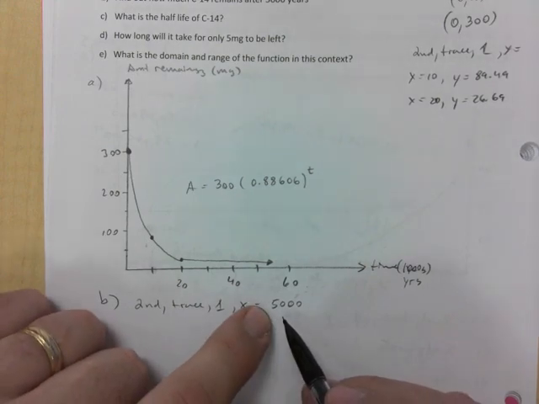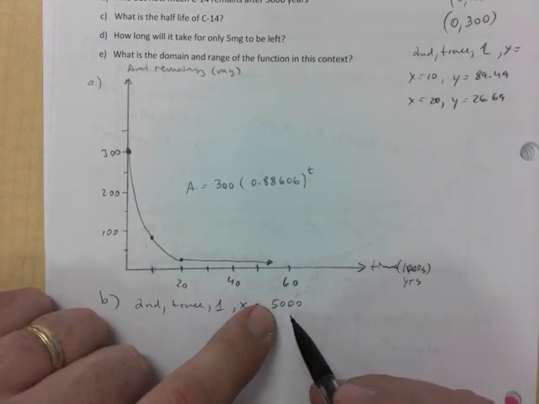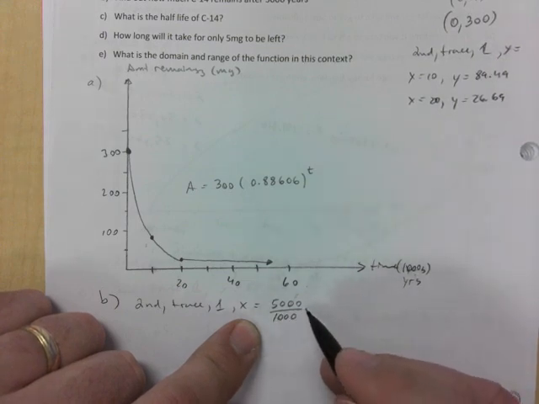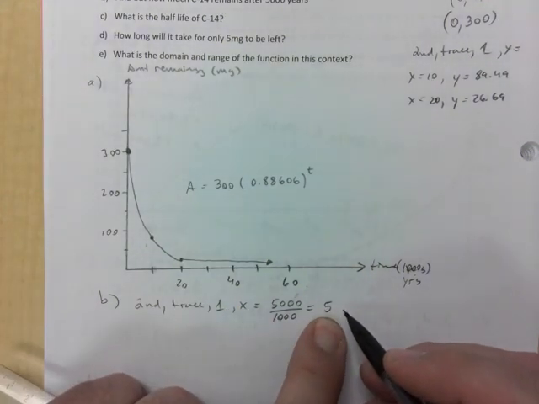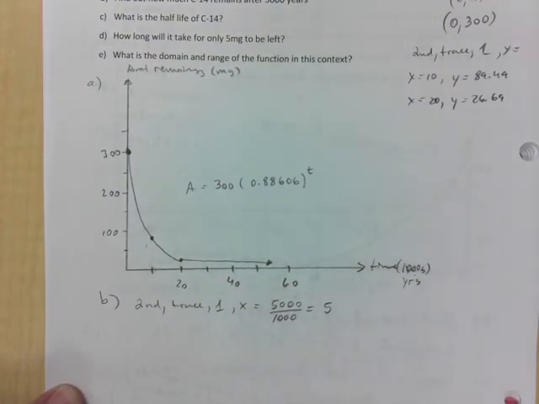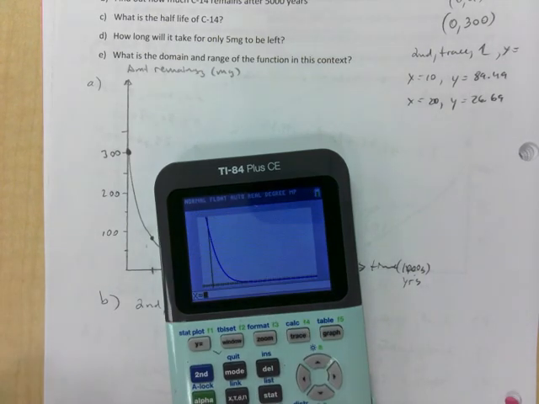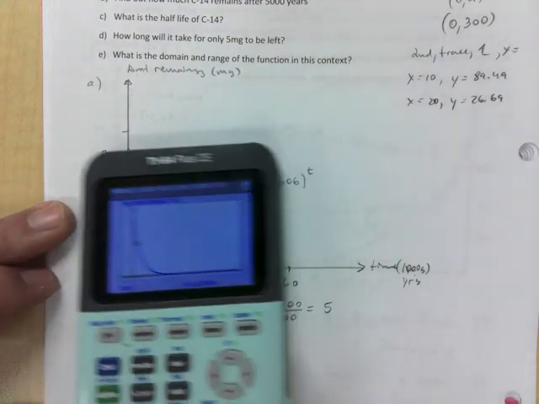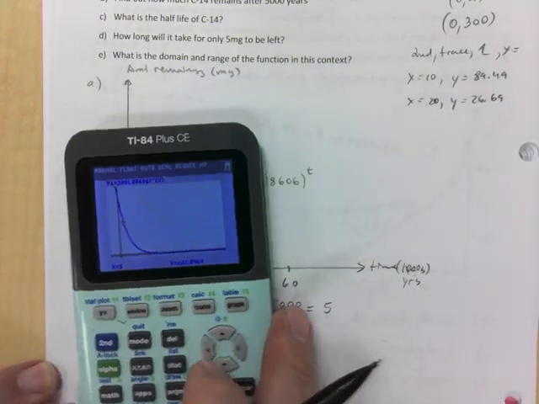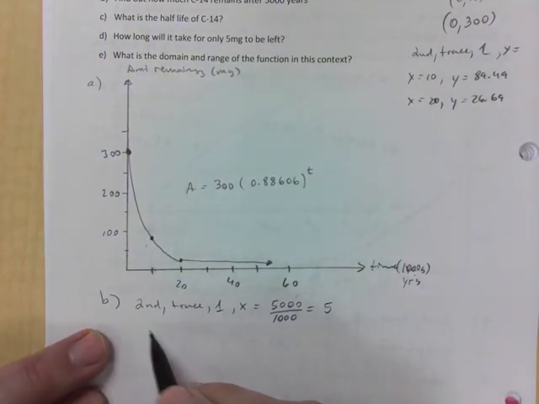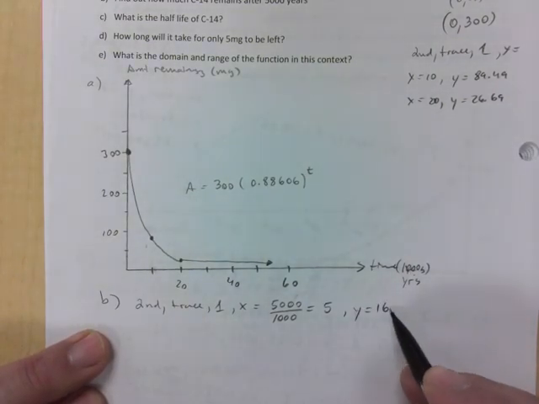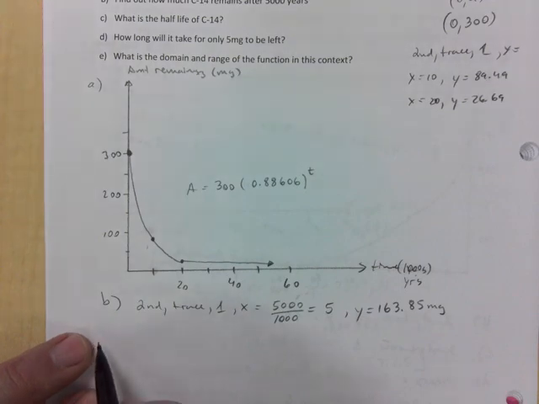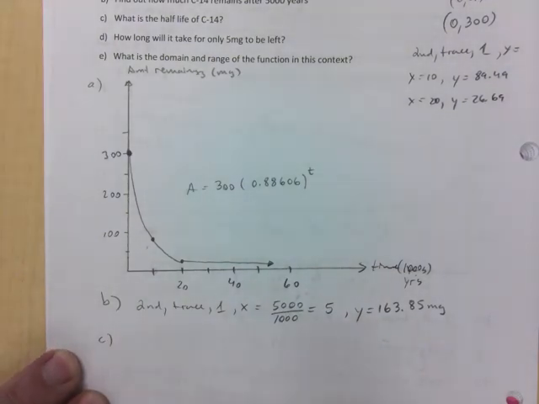So if you want to know what it is for 5,000, if it says in thousands, you need to divide this by 1,000. And for us, it represents X equals 5 on this particular graph, okay? So we're going to go second trace 1, X equal to 5. So after 5,000 years, it's 163. Let me see here. Y is equal to 163.85 milligrams.